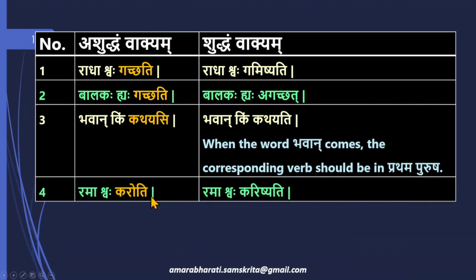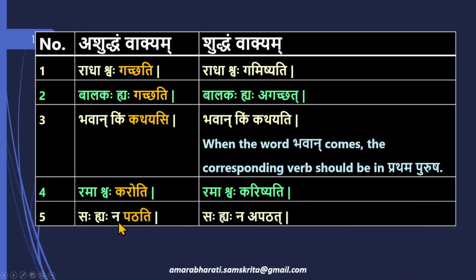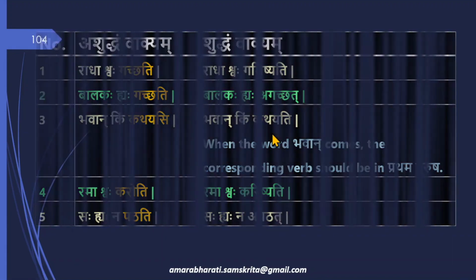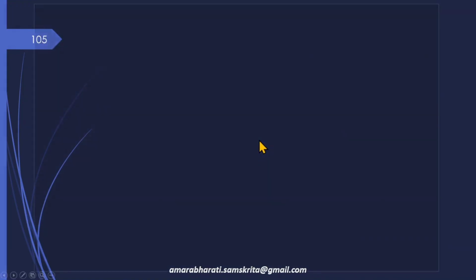Rama shvaha karoti is wrong. Rama shvaha karishyati. It is lrit lakara, which is future tense. And saha hyaha na pathati is wrong. Saha hyaha na apathat is the right answer. So these are all lakara sambandhi doshaha, ashuddhayaha. Now we go to the exercises. Abhyasa bhaga. First one.